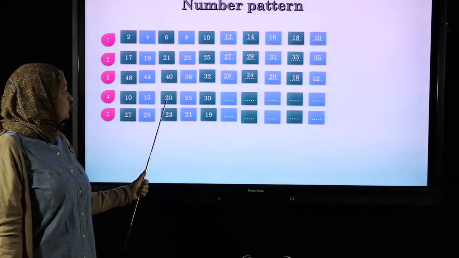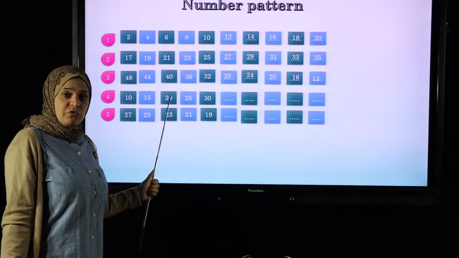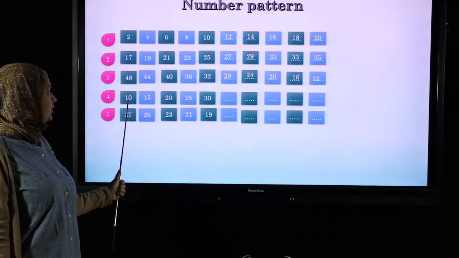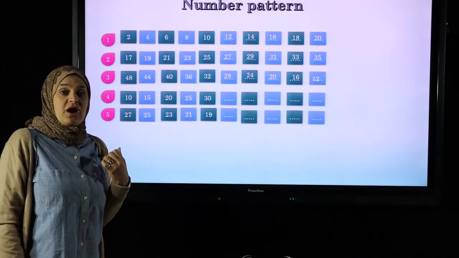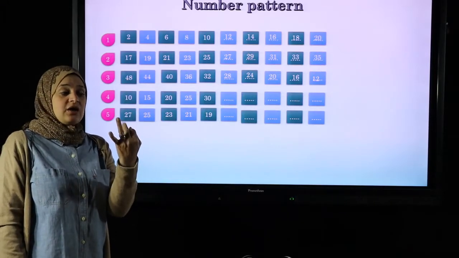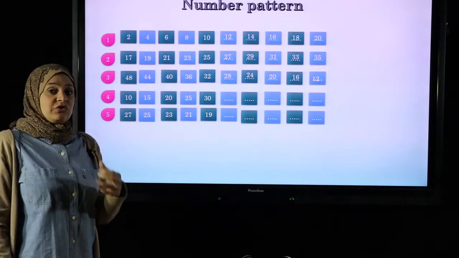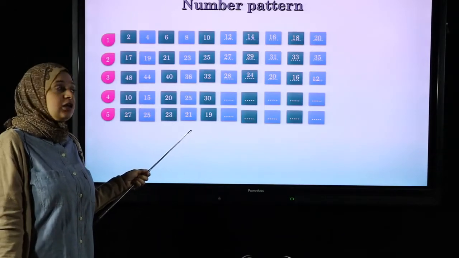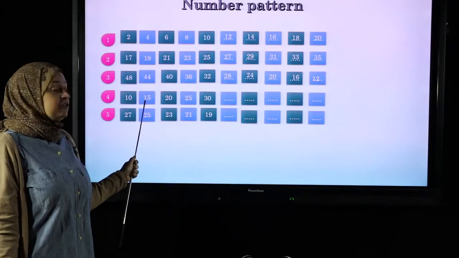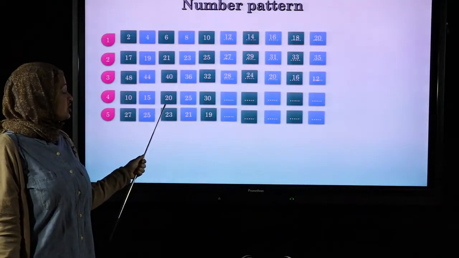10, 15, 20, 25, and 30. First we look at the first two numbers, 10 to 15. Let's know how many jumps we jump. After 10: 11, 12, 13, 14, 15. We reach 15, so I'm right. So how many jumps do we jump? Excellent, 5 jumps. So from 15 to 20, we jump 5.